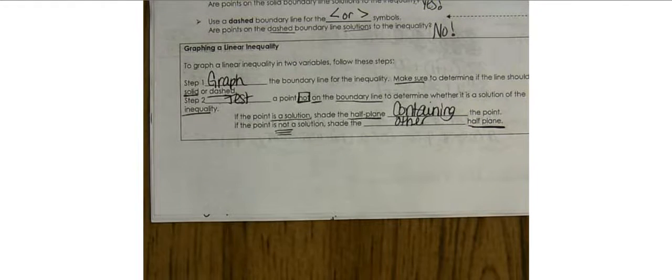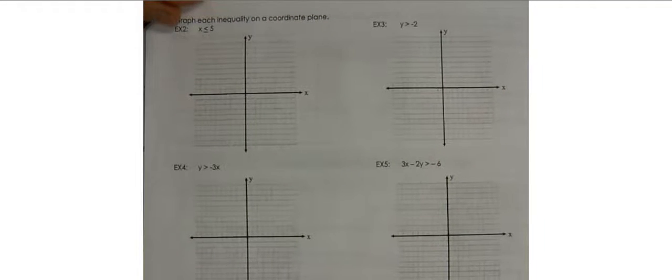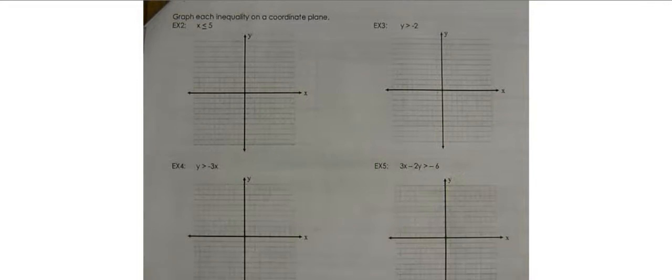If the point is not a solution, then shade the other side. Shade the other half plane. This lesson is going to be, for those of you who do not like to draw your lines extending the grid, it is very important for you to get into the habit of drawing your lines that extend the grid, because you're going to need to identify what your half planes are.